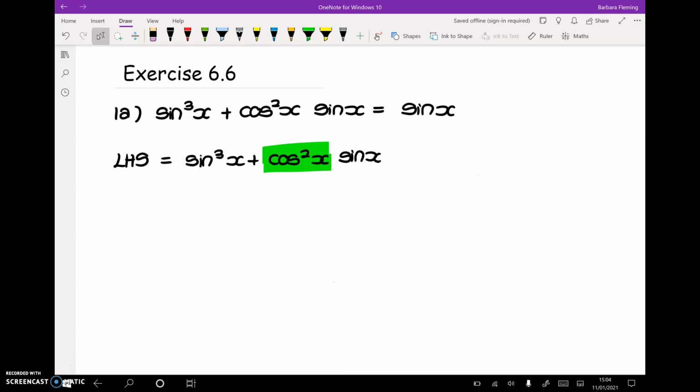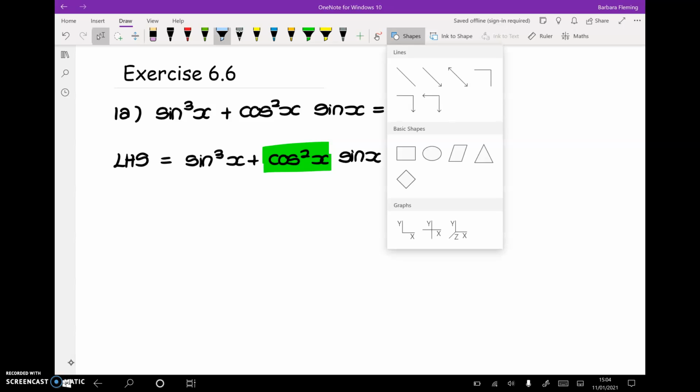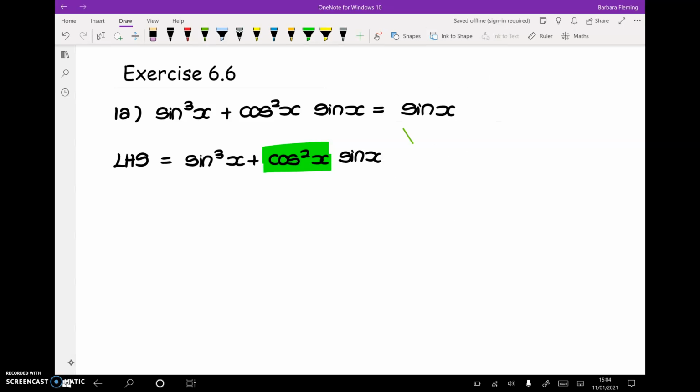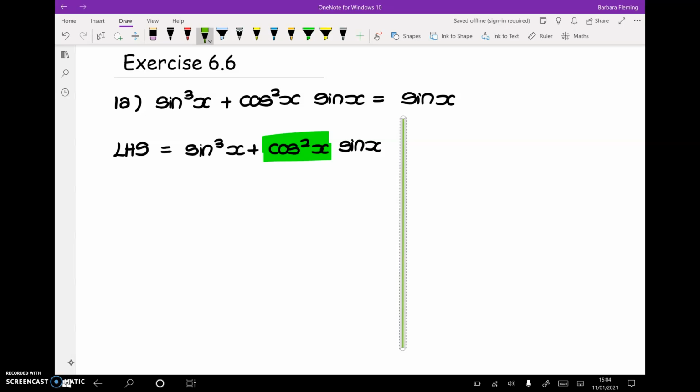So your trig identities from National 5. I cut my screen down in the middle here. My trig identities, we've got sine squared x plus cos squared x equals 1. There's also the identity sine x over cos x equals tan x, but we don't want to introduce tan, so this is the one I'm going to work with for this one.